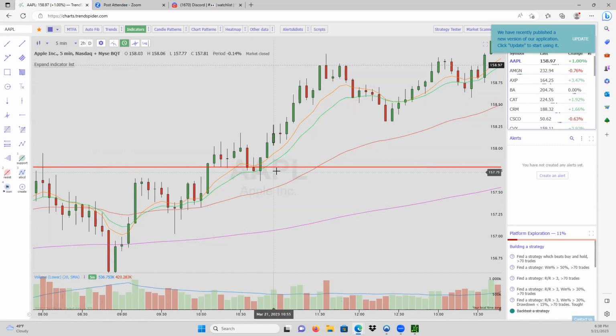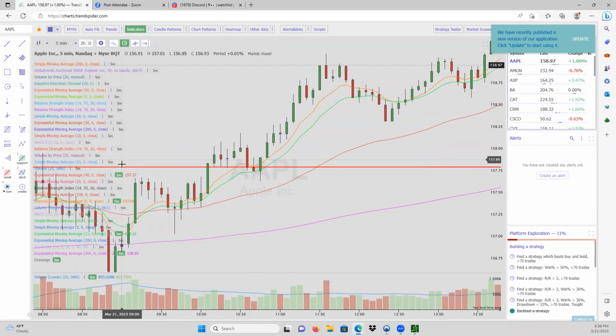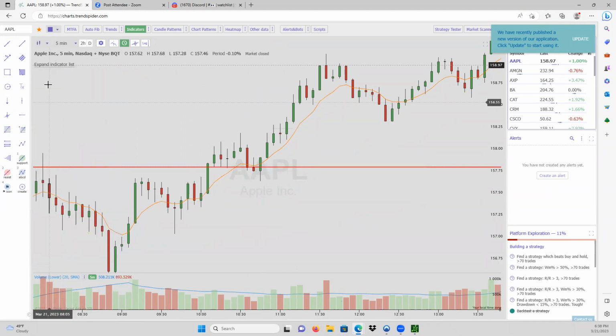So now let's get into, once we are in a trade, how long can I stay in a trade for? Well, let's just say we took a trade here. I'm now going to use the 8 EMA as my trend is my friend until it bends.